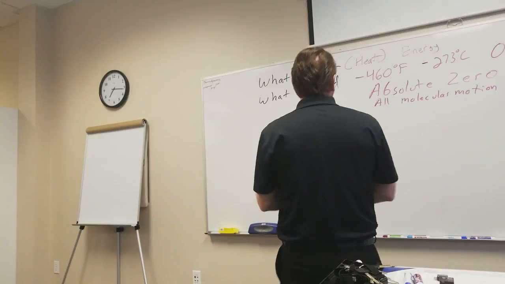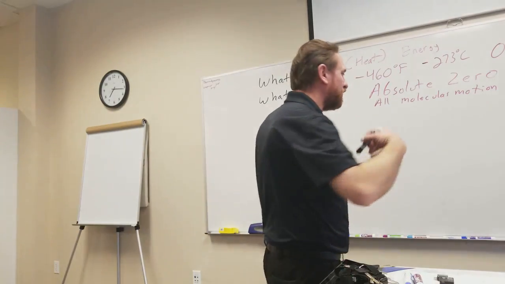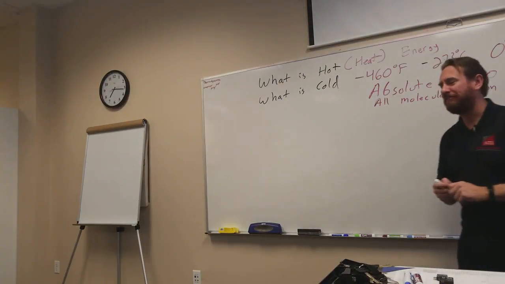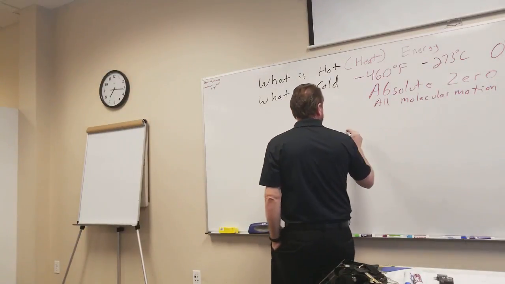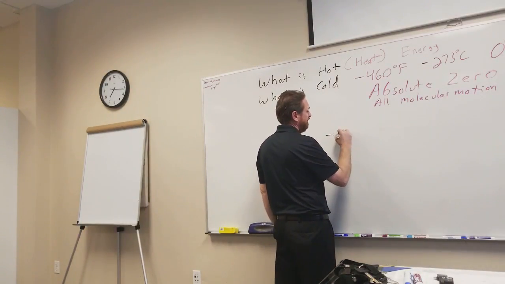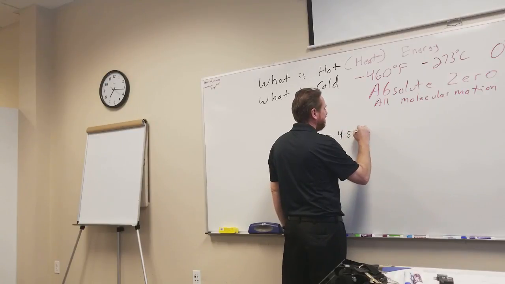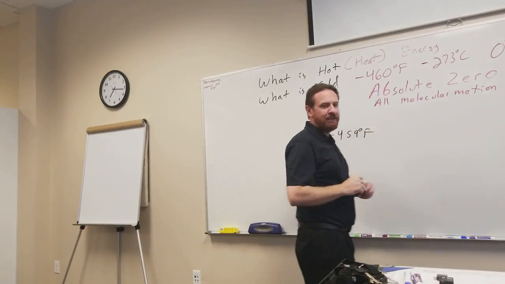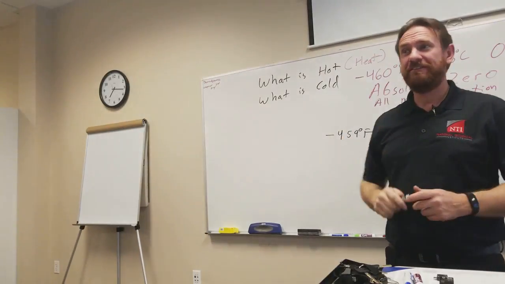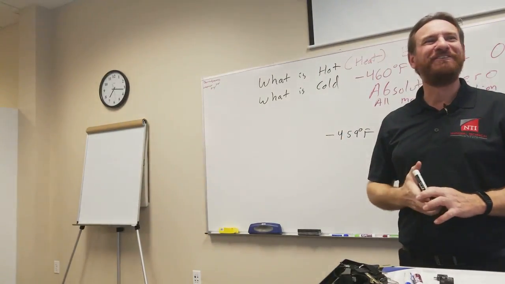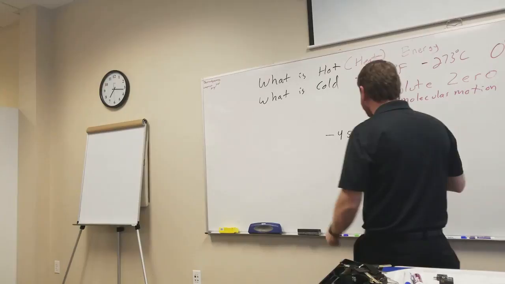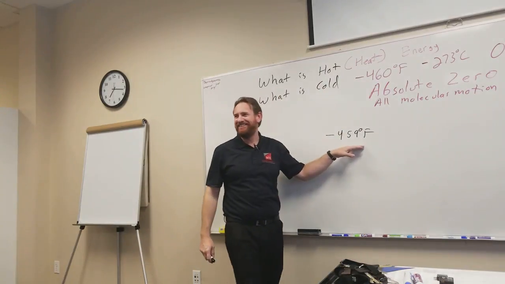It is a very important concept because when we're going to be looking at things, we have to look at things a little differently. For example, minus 459 degrees Fahrenheit. Would that be considered cold? No. Oh, good. You guys are rocking it. Yeah, that's correct. There is 1 degree of heat.